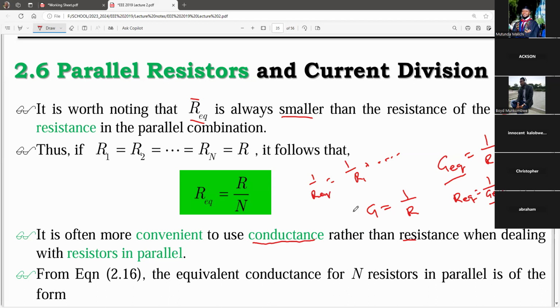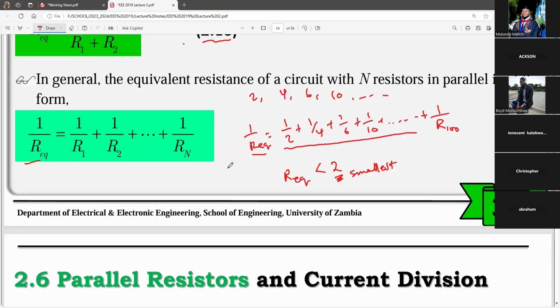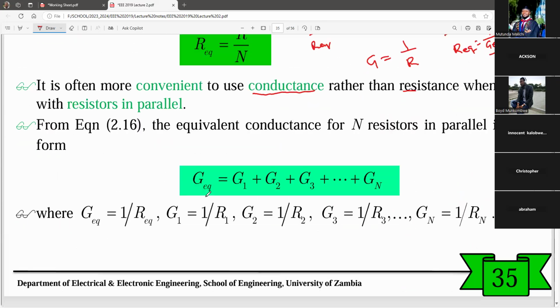Okay, so from this equation for resistances, the equivalent conductance will be equal to G1 plus G2 plus G3 and so on, where each G is given by these expressions. So if you have resistors in parallel, determine their conductances using these relations, and then to get the equivalent conductance, you just add those conductances.